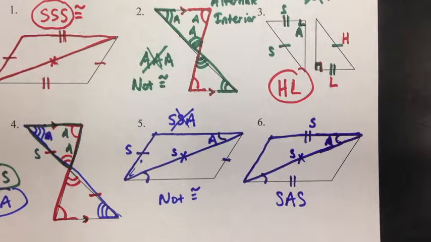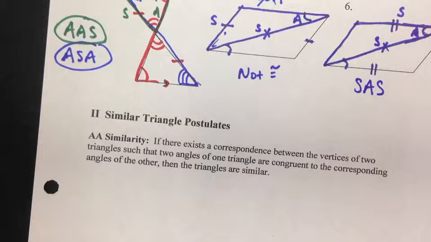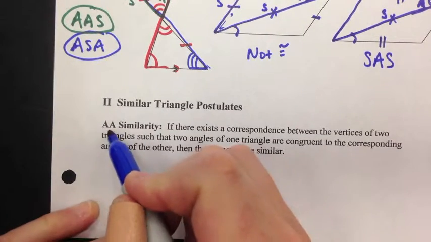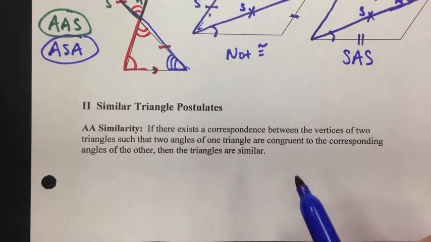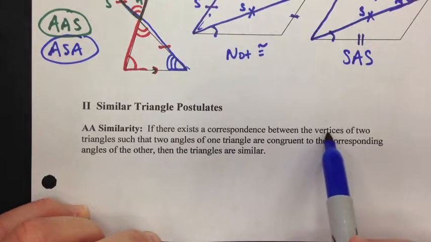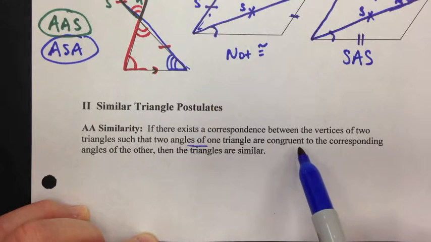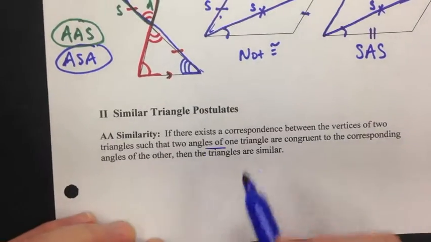Now our topic today is not congruence, our topic is similarity. We want to prove triangles similar. Well, there are 3 ways that we can do this. And I'm going to take you through these postulates here. The first one is called angle-angle similarity. Now let me read it, and then we'll draw a picture and I'll explain it, and I think that'll make more sense. If there exists a correspondence between the vertices of 2 triangles such that 2 angles of one triangle are congruent to the corresponding angles of the other, then the triangles are similar.